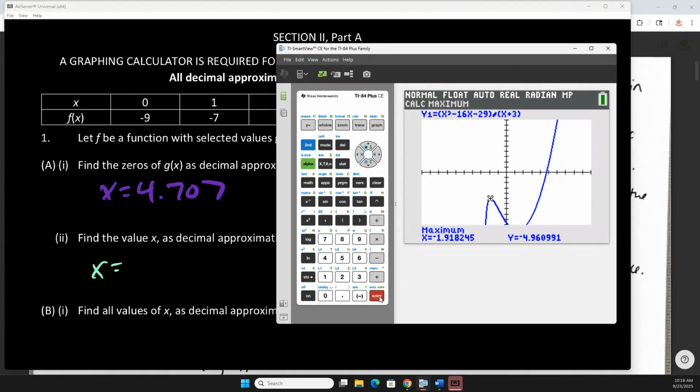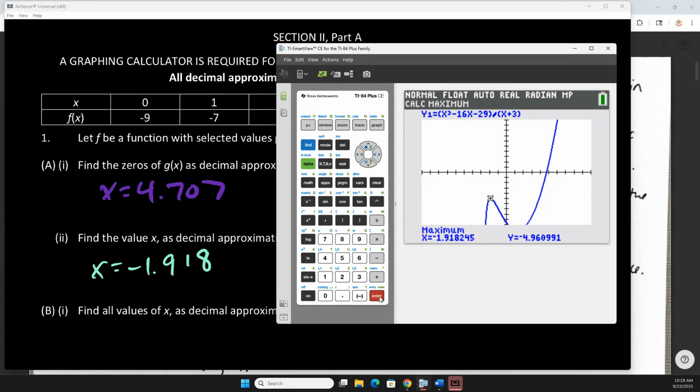All right, this one: negative 1.918. Sorry, my calculator isn't graphing like yours is. Okay. All right, let's see if you're zoomed. There you go.